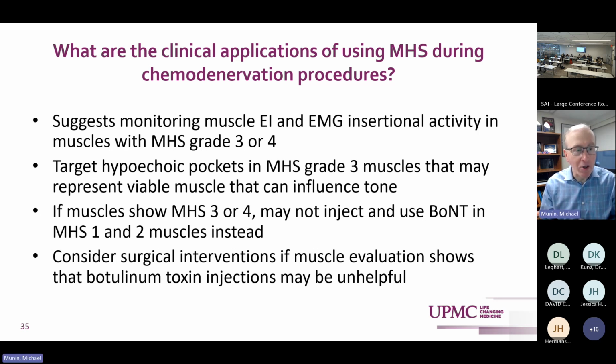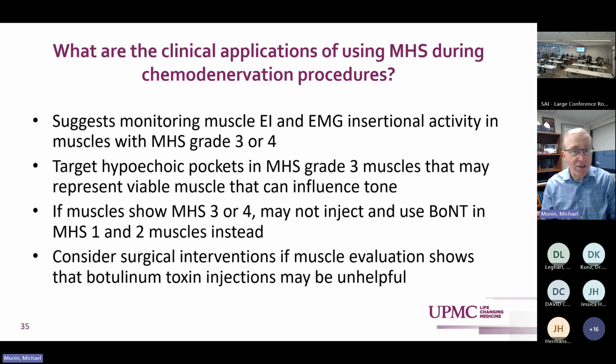You might be asking, this is all well and good, but what are the clinical applications of using the MHS during chemodenervation procedures? Again, this is a lot of what we do in spasticity clinic. Does this have a role? And my answer is a huge, strong yes. I'm going to try to give you some reasoning in the next few slides. Our data certainly suggests that if you have ultrasound and EMG, you should monitor this, because if you see reduced insertional activity and/or MHS grade 3 or 4 muscles, you may want to think about how you're dosing your botulinum neurotoxin.